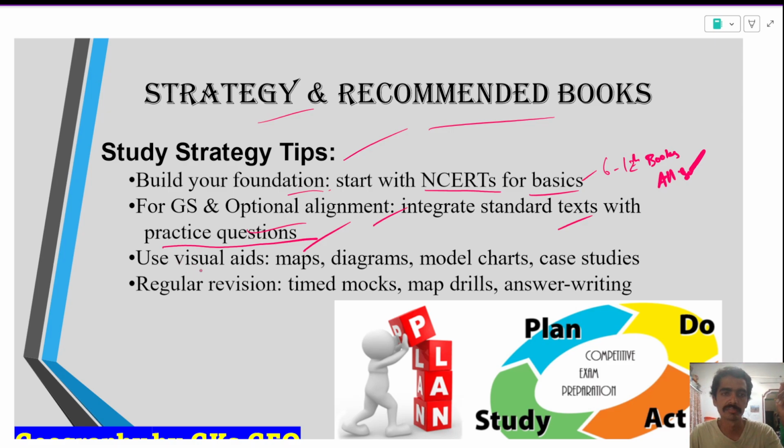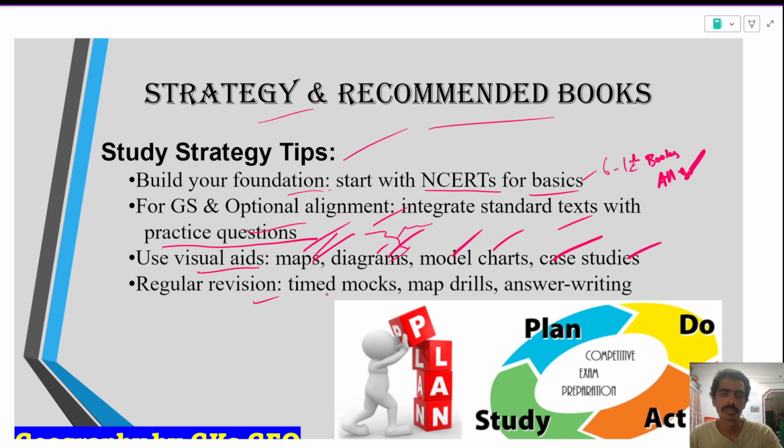Then use visual aids like drawing maps, diagrams, model charts and case studies. For maps, if any location is given, you have to draw the map of that particular region, and diagrams like plate tectonics and the Himalayas. Model charts means flow charts or whatever it may be. Then case studies: recent case studies have to be written in any examination.